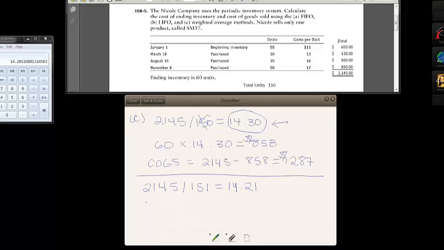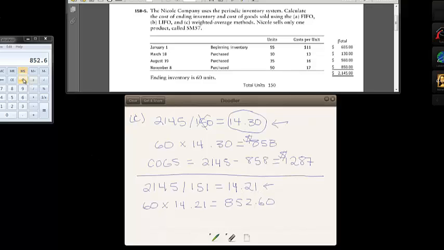Okay, and then if I were to take the ending inventory of 60 and multiply it by $14.21, let's see what I get here. I'm going to clear my calculator. Then I'm going to take 60 and multiply it by $14.21. Okay, we get a nice number here, $852.60. So that's with rounding the average cost per unit to the nearest cent.